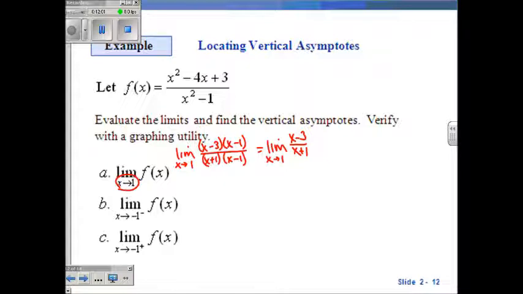The denominator's not 0, so I'm just going to go ahead and evaluate. I'm going to have negative 2 on the top, 2 on the bottom. My limit's actually negative 1. So what that means is I do have a limit as x approaches 1. That means 1 is not a vertical asymptote. For a vertical asymptote to exist, the limit has to be infinity or minus infinity at that value. So it's not a vertical asymptote.